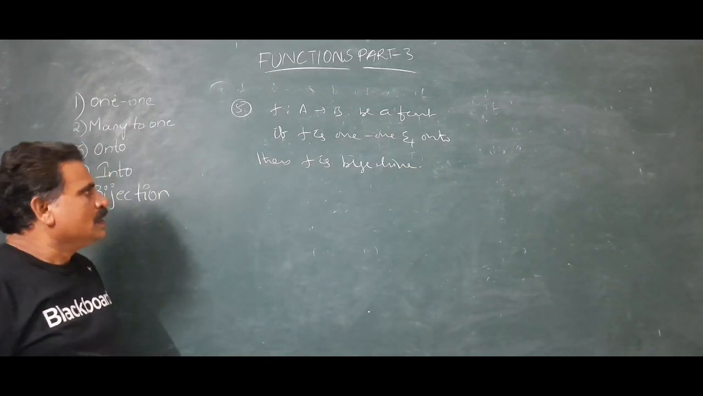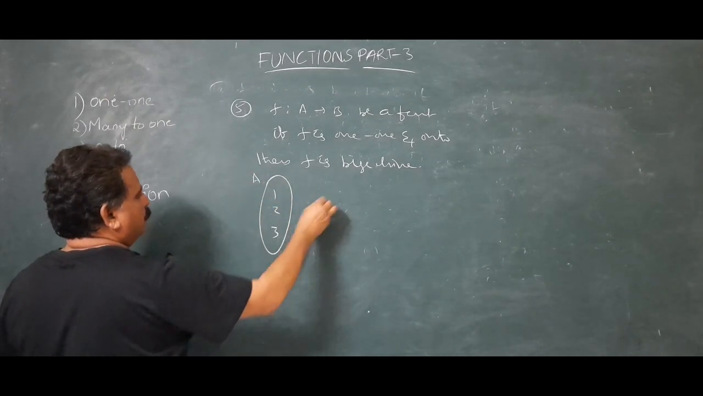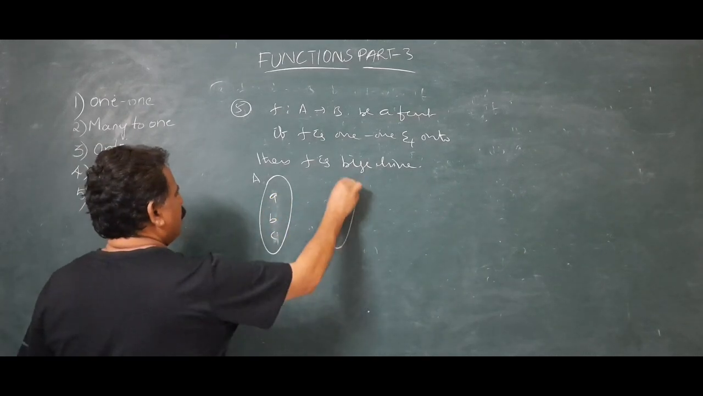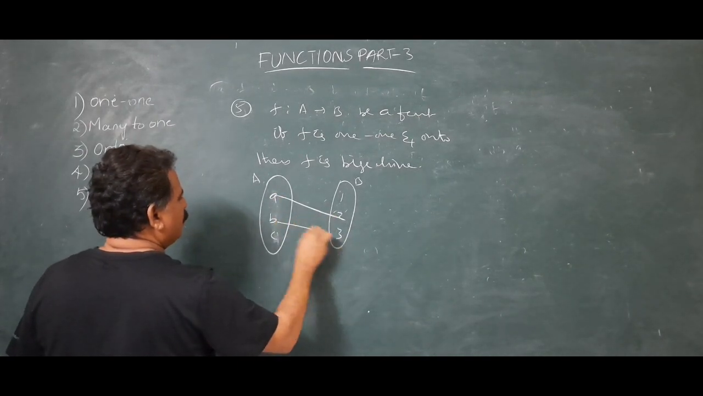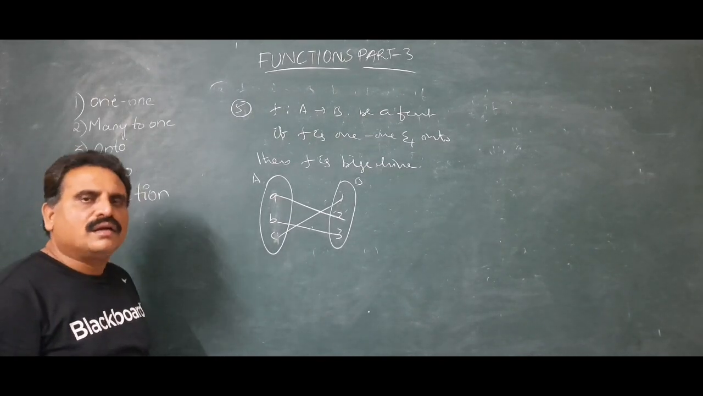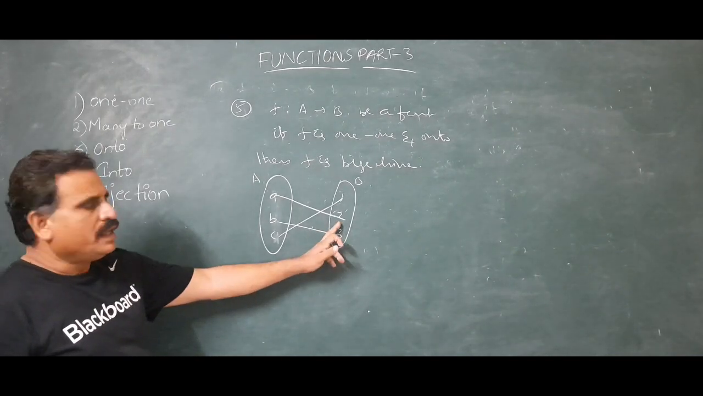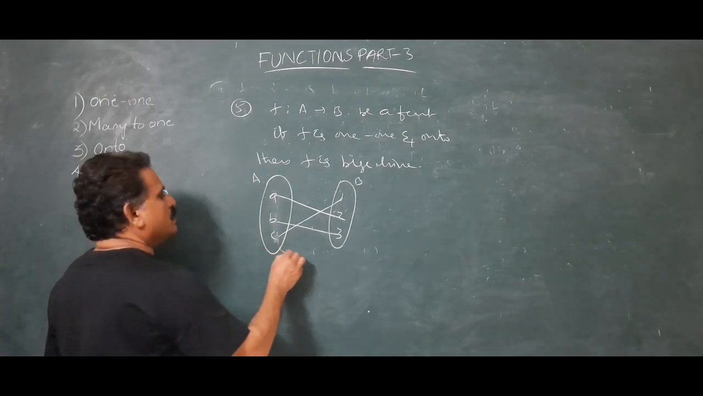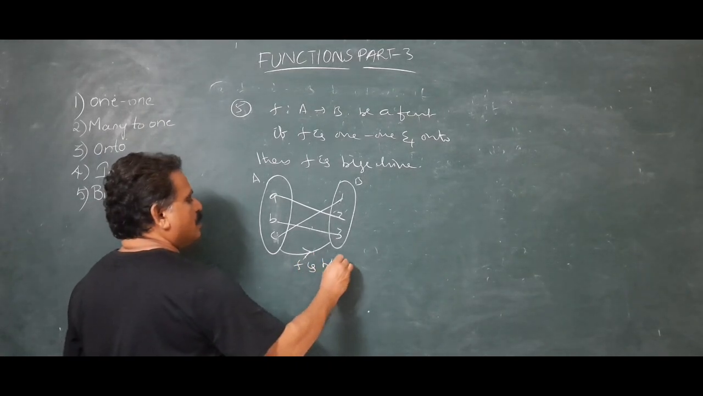For example, take A = {1, 2, 3} and B = {a, b, c}, with 1 to b, 2 to a, 3 to c. It is clearly 1-1 and onto. 1-1: different elements have different images. Onto: every element in B has at least one pre-image. Therefore, f is bijective.